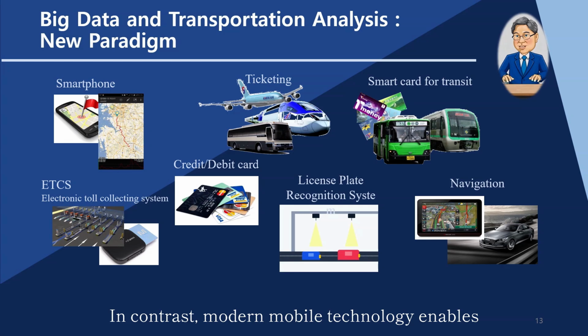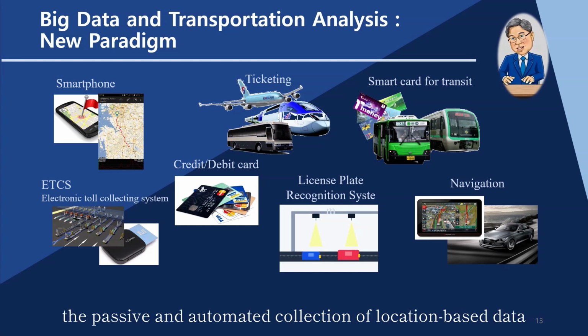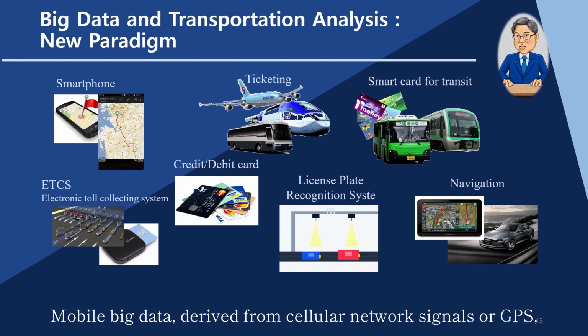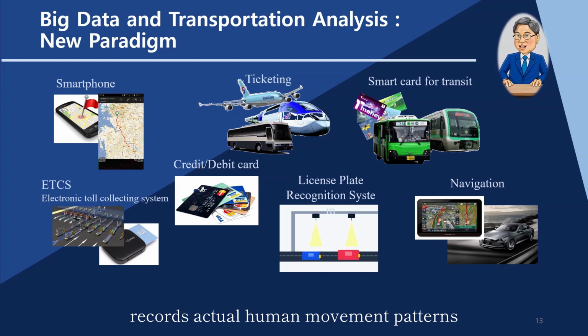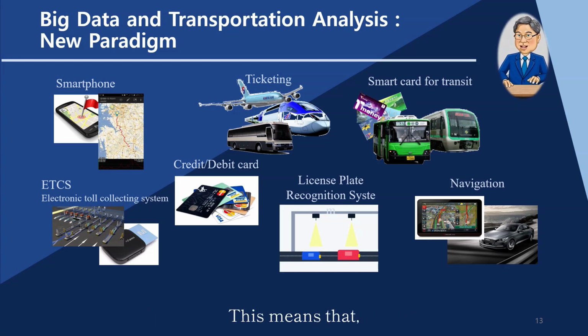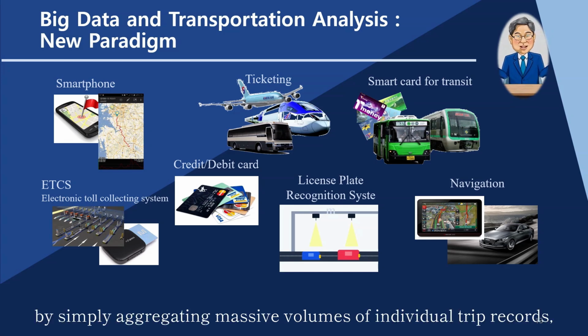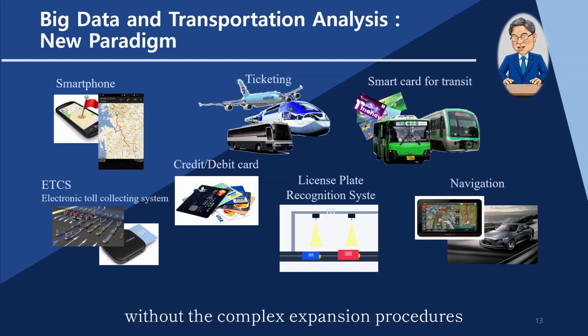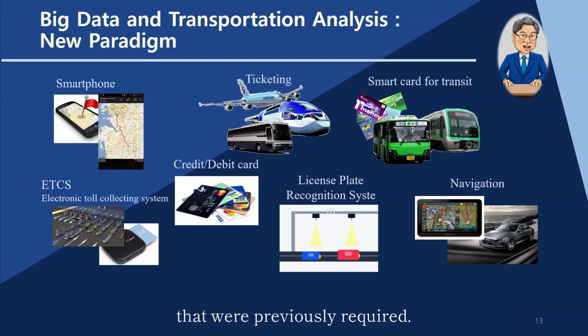In contrast, modern mobile technology enables the passive and automated collection of location-based data in real time. Mobile big data, derived from cellular network signals or GPS, records actual human movement patterns with highly detailed spatio-temporal granularity. This means that by simply aggregating massive volumes of individual trip records, it is now possible to construct near population-level PA and OD matrices without the complex expansion procedures that were previously required.